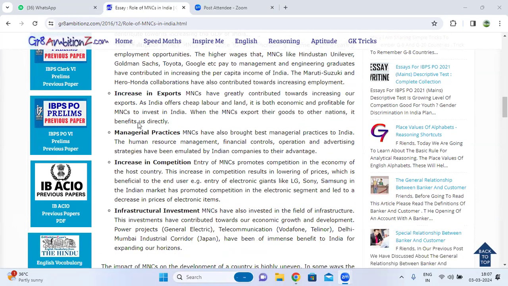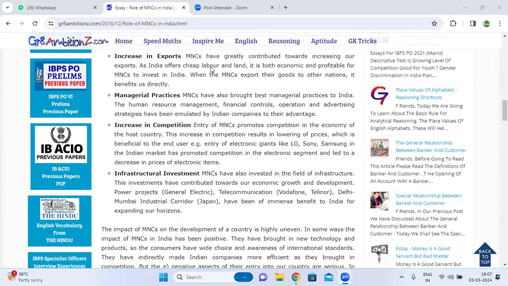Next one, increase in exports. The multinational corporations have greatly contributed towards increasing our exports. India offers cheap labor and land, both of which make it economic and profitable for the multinational corporations to invest in India.